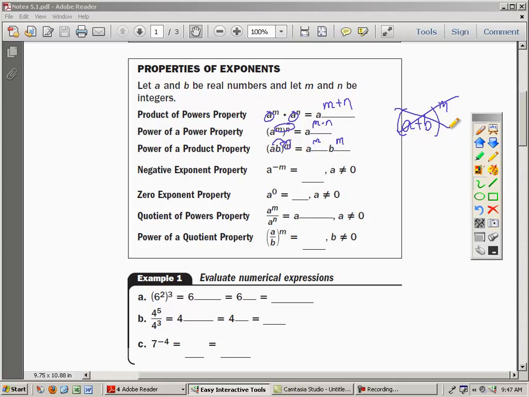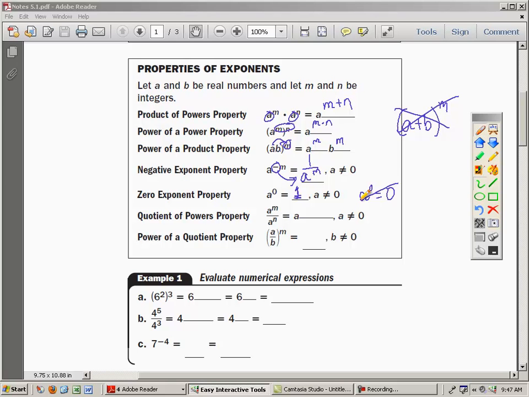A negative exponent property simply says that this becomes 1 over a to the positive m power. So anytime you have a negative exponent in the numerator, we put it in the denominator and make it positive. And then vice versa. Actually, if it's a negative exponent in the bottom, we move it to the top and make it positive. All right. The zero exponent property says anything to the 0 power is 1. Very, very common for a lot of people to think that a to the 0 power is equal to 0, and that's not true. A to the 0 power is 1.